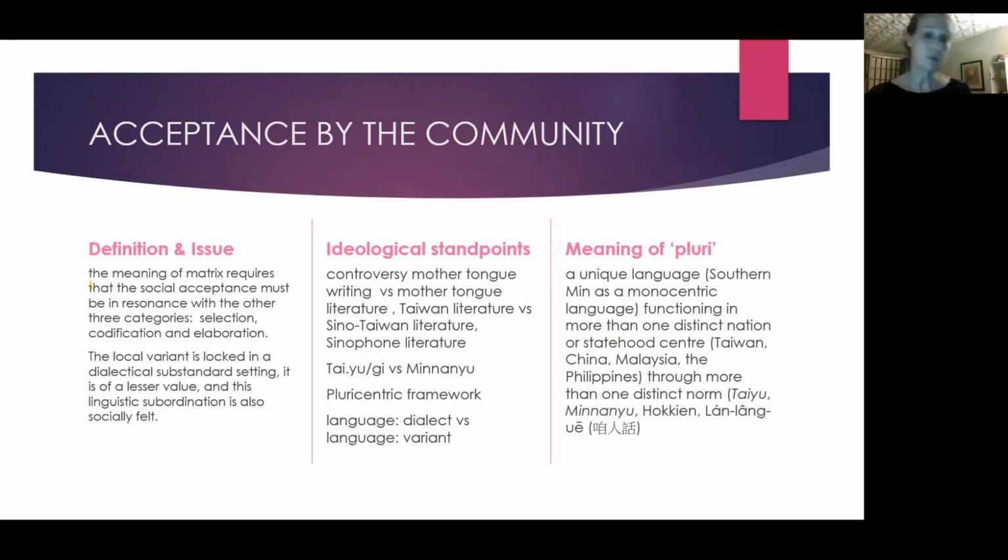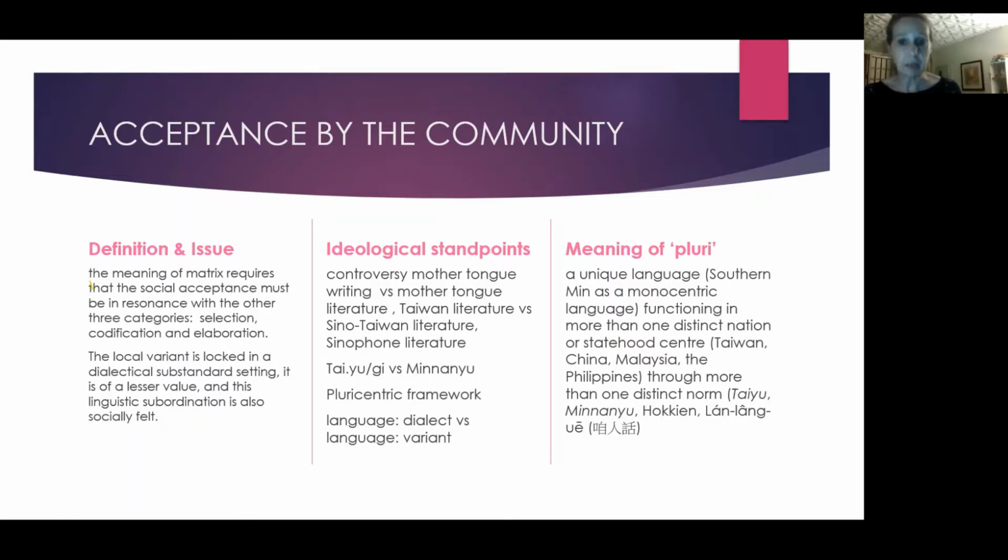Now, what I've been working on is the notion to put forward a pluricentric framework, rather than looking at language versus dialect. So I speak a language and you speak a dialect only because there is still the perception it's not written. Why don't we start looking at language versus variant? There is a language, but it has several variants. And there the meaning of pluri is a unique language.